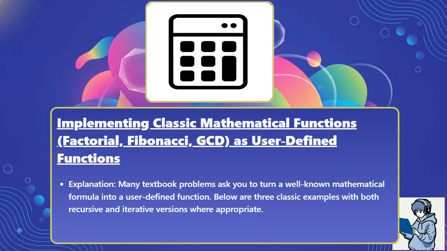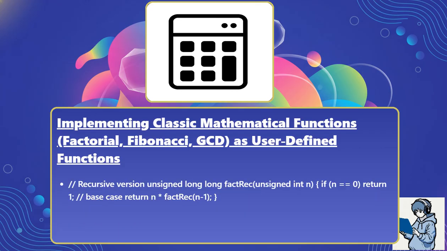Explanation: many textbook problems ask you to turn a well-known mathematical formula into a user-defined function. Below are 3 classic examples with both recursive and iterative versions where appropriate. Factorial: n factorial equals the product from k equals 1 to n of k, with 0 factorial equals 1. Recursive version: unsigned long factorial takes unsigned int n.